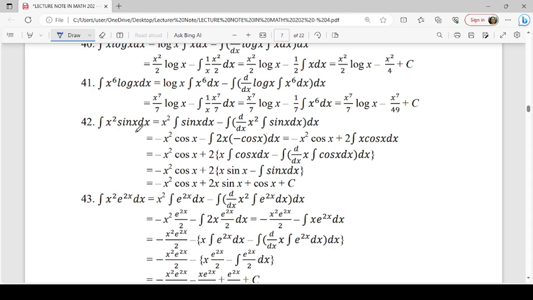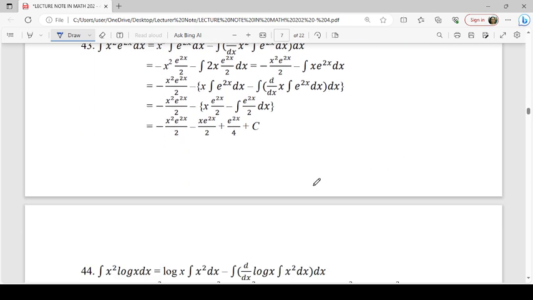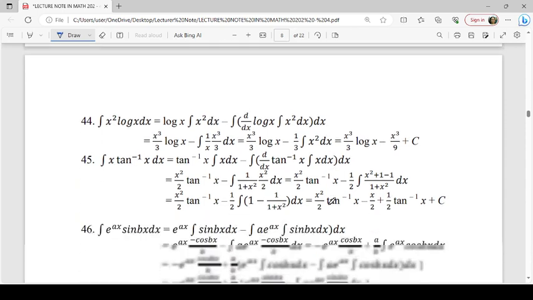And this is x square sin x, so x square is taken as f(x). So when this is log x into x to the power n, we take log x as the function f(x). But if we have sin x or e to the power 2x, e to the power x as here, then we write x square as f(x). So these are all by products.